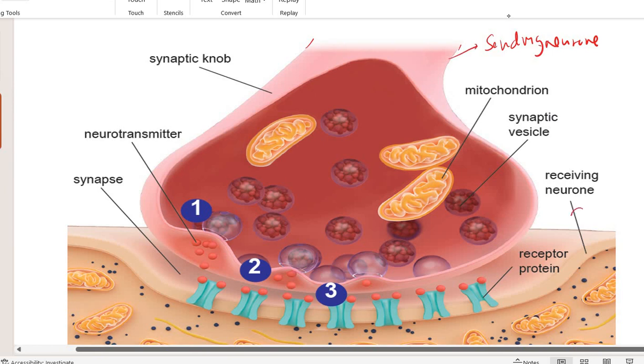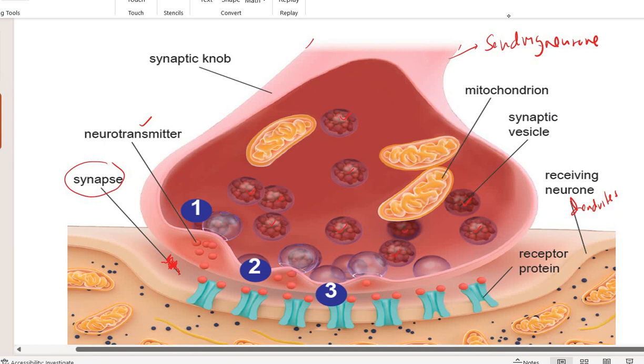Here is the dendrite of the receiving neuron. This is a gap, a small gap known as synapse. So what is inside the synaptic knob? The synaptic knob has the synaptic vesicle. A lot of synaptic vesicles here, that contain neurotransmitter.